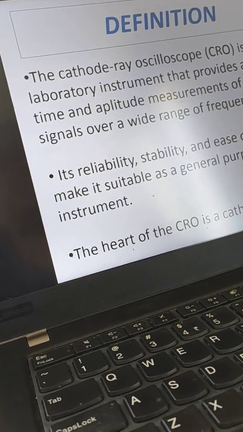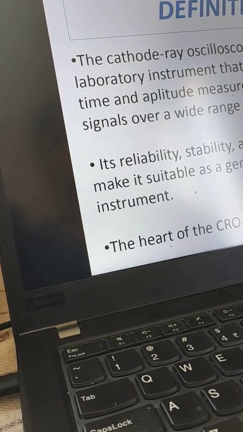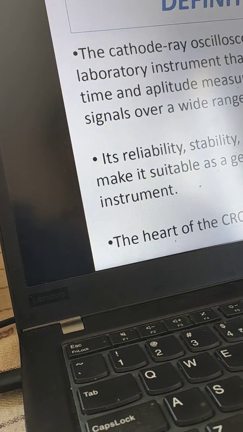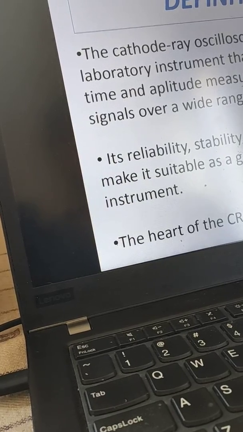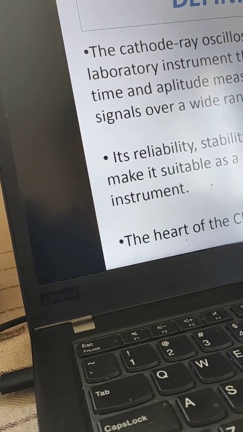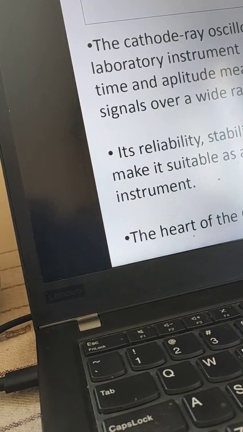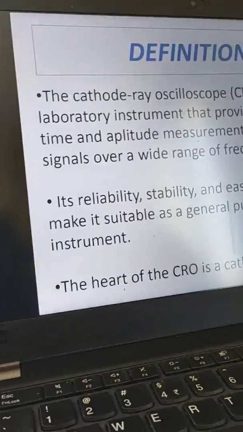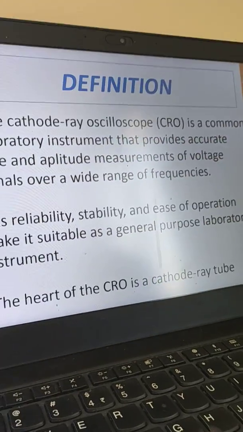So first of all we will see what is meant by CRO. CRO is a common laboratory instrument that provides accurate time and amplitude measurement of voltage signals over a wide range of frequency. The purpose of the CRO is the measurement of amplitude of voltages as well as accurate time and voltage signals over a wide range of frequency. Its reliability, stability and ease of operation make it suitable as a general purpose laboratory instrument.